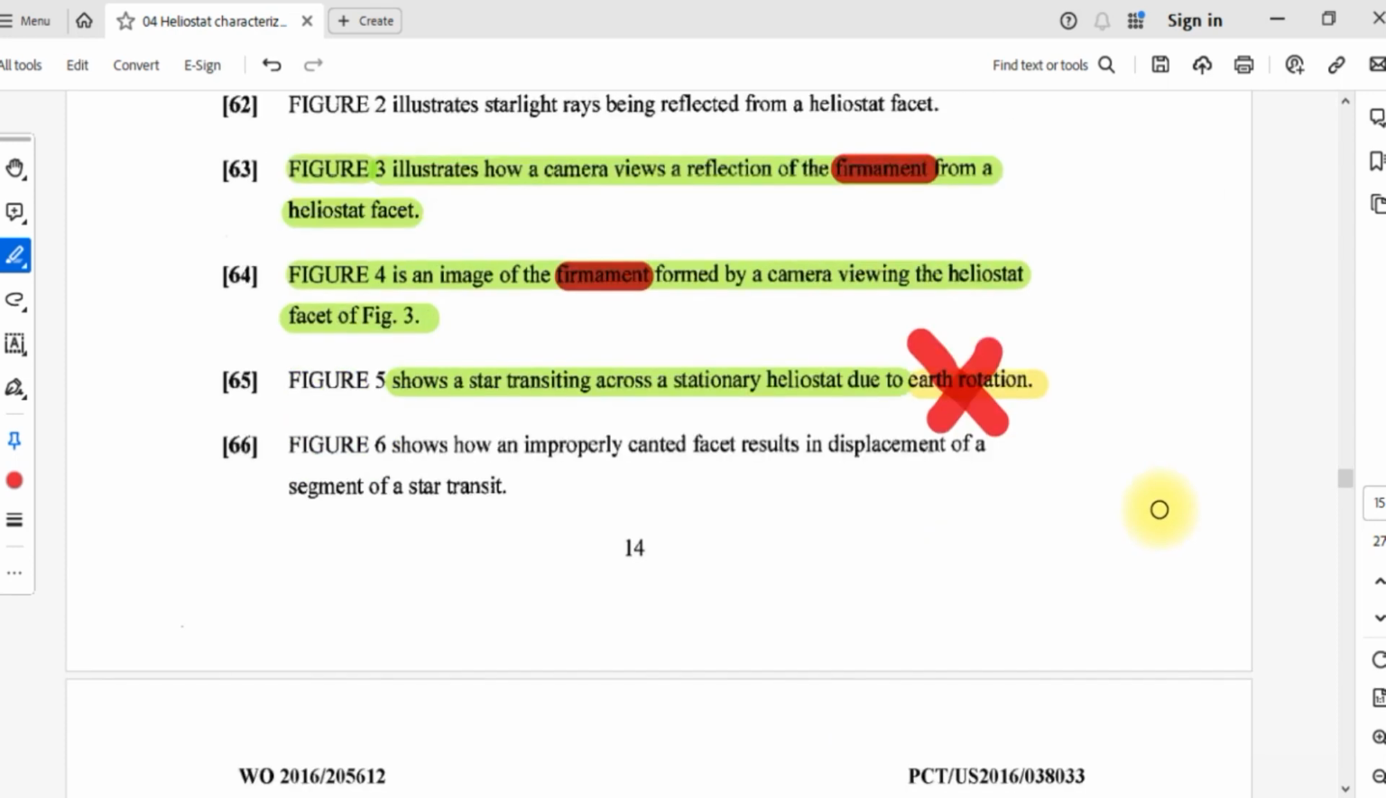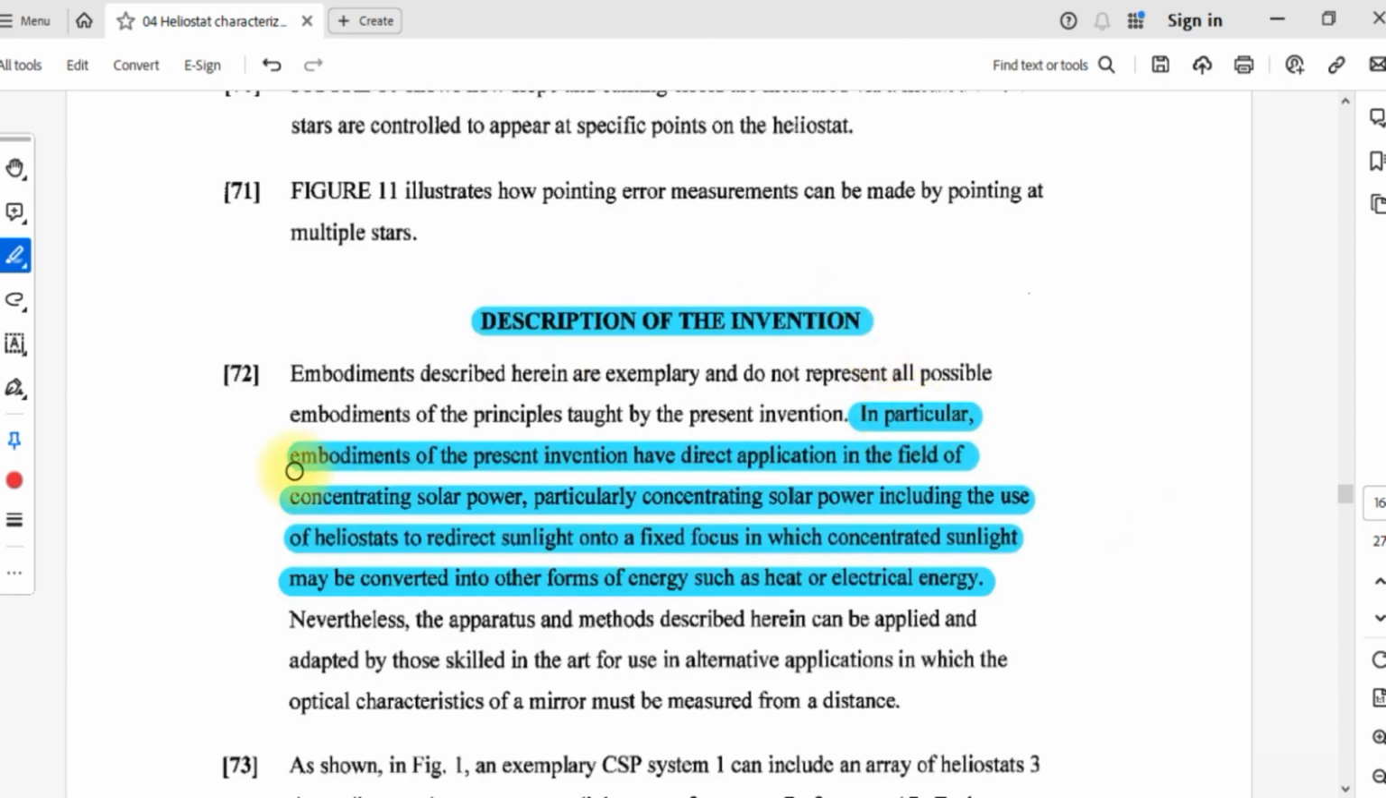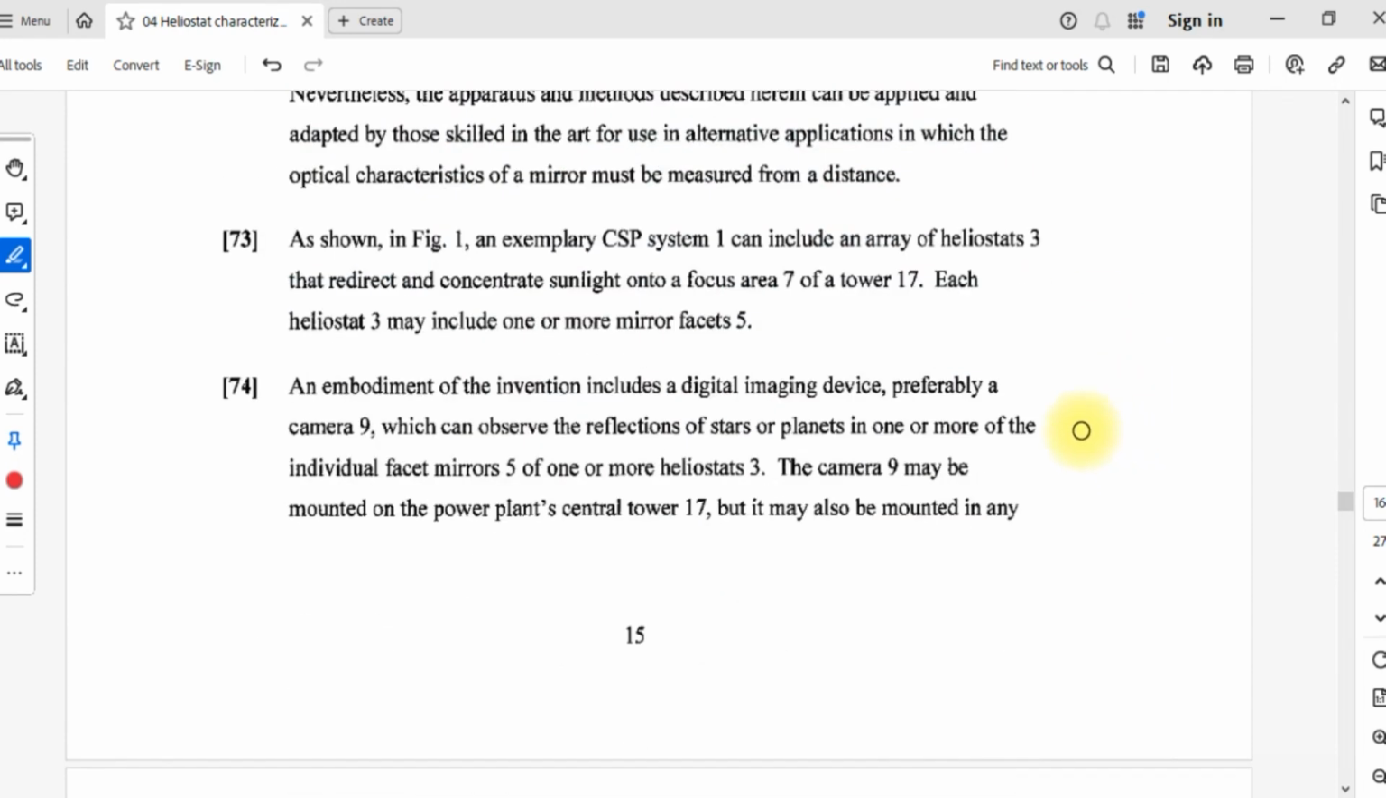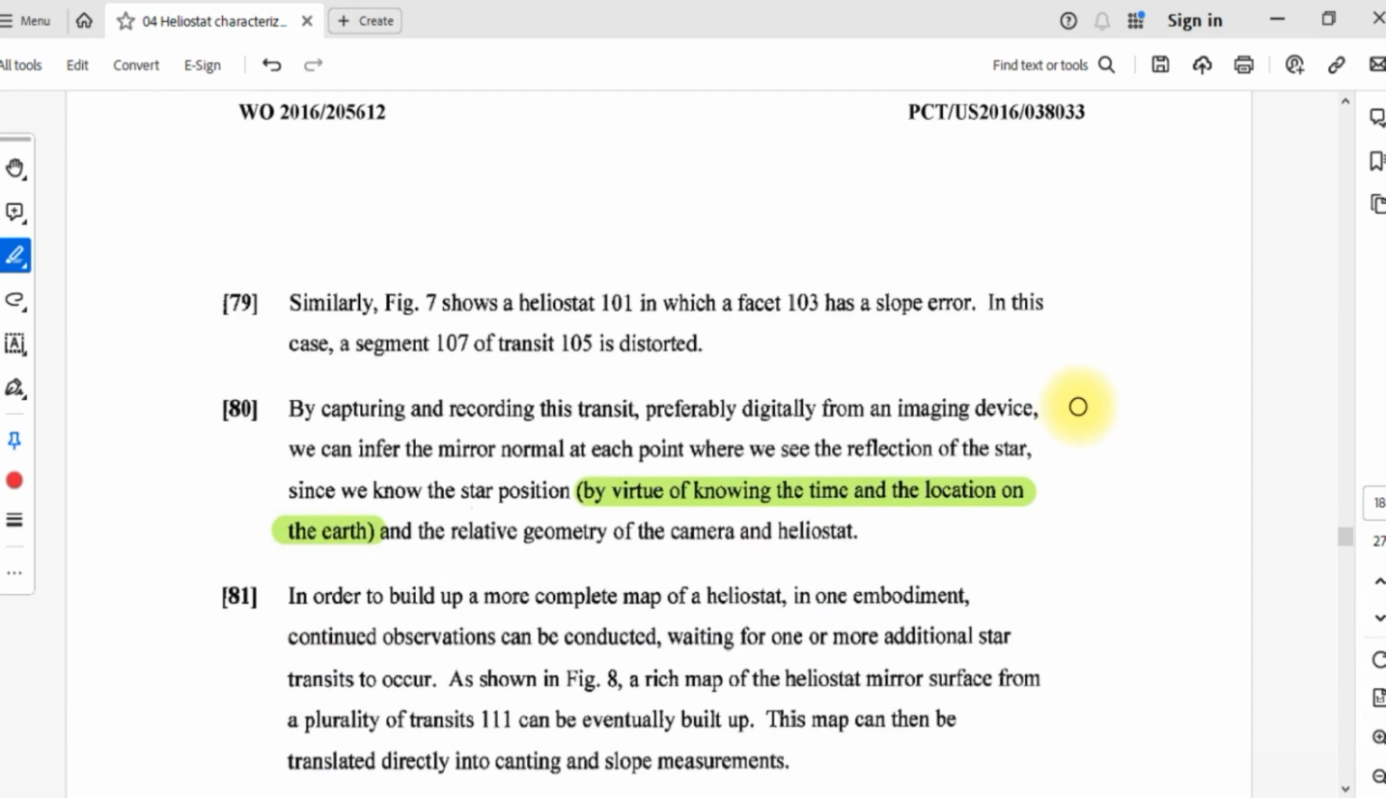Earth does not rotate. Description of the invention: embodiments of the present invention have direct application in the field of concentrating solar power, including the use of heliostats to redirect sunlight onto a fixed focus in which concentrated sunlight may be converted to other forms of energy such as heat or electrical energy. That's the invention, and it's a Google invention. Went over the TRIM document where they consider a flat non-rotating Earth.